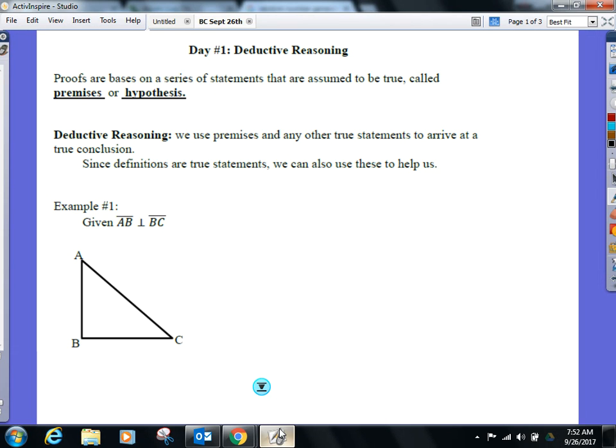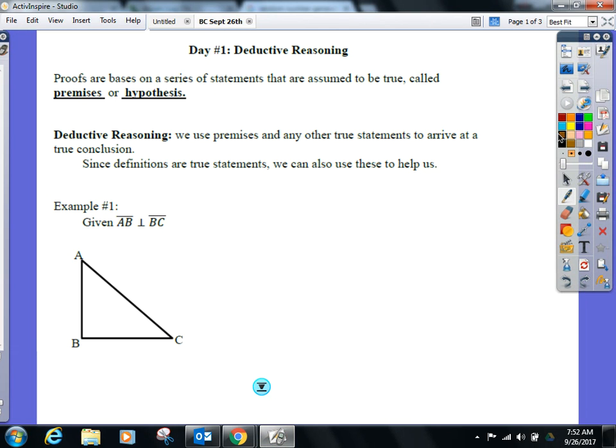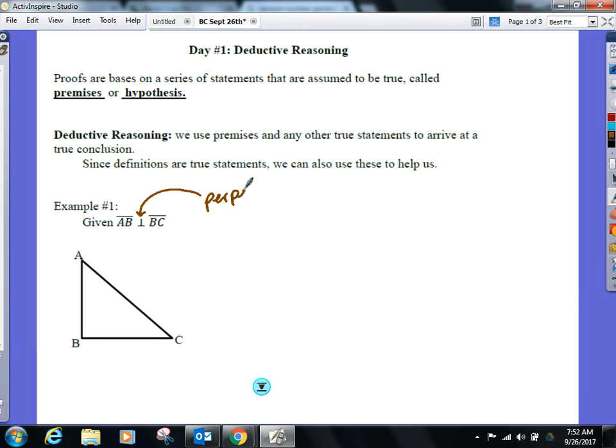All right. So let's take a look at this first one. We'll do it together. I won't call on anybody yet. Line segment AB, the symbol, perpendicular to line segment BC. Perfect. So again, just to remind us that that means perpendicular.